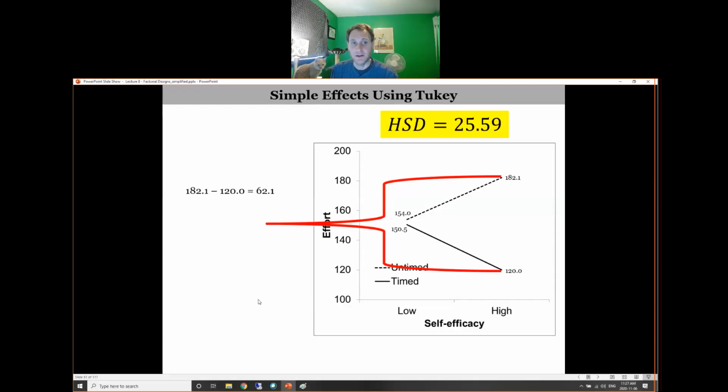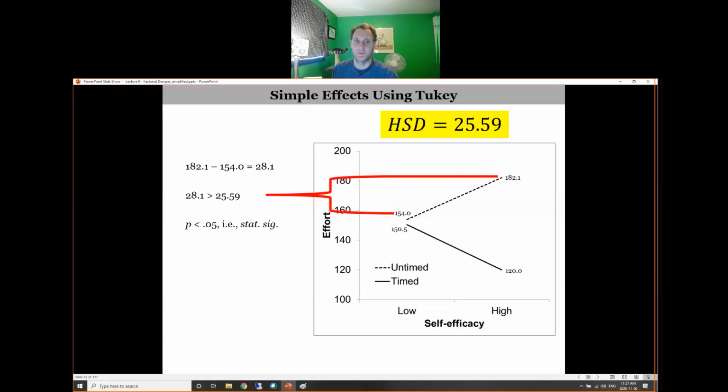The difference here is 62.1. Because that is greater than my honest significant difference, we do have a statistically significant result. And I can compare the other ones as well.